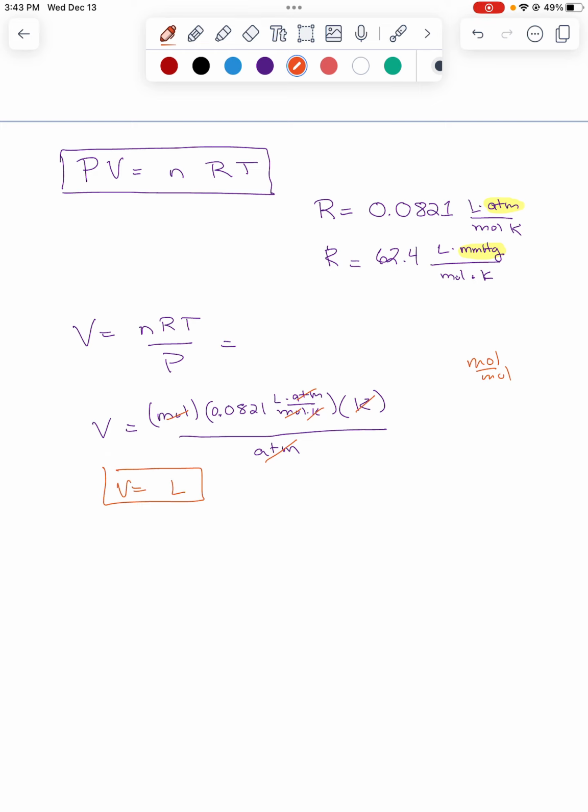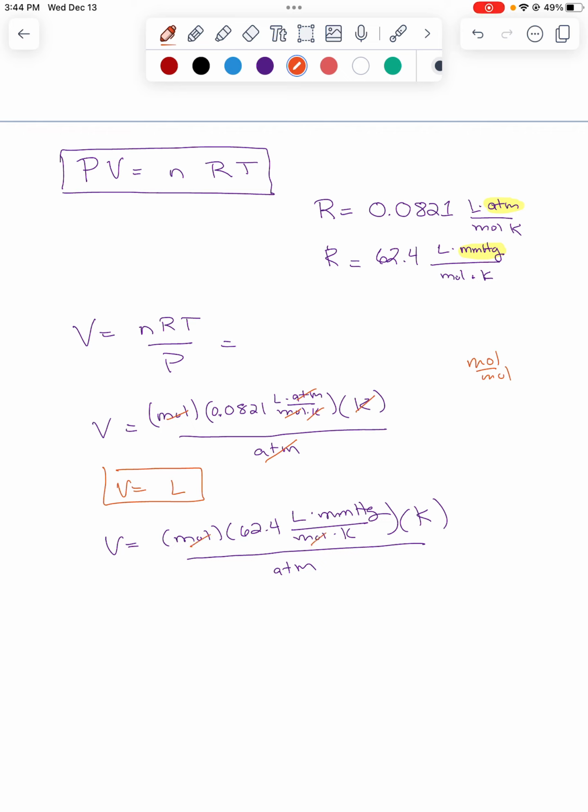If I had put in the wrong units, if I had put in the wrong value of R, let's see if I did that, I would have had moles times 62.4 liters times millimeters of mercury divided by moles times Kelvin, divided by atmospheres.